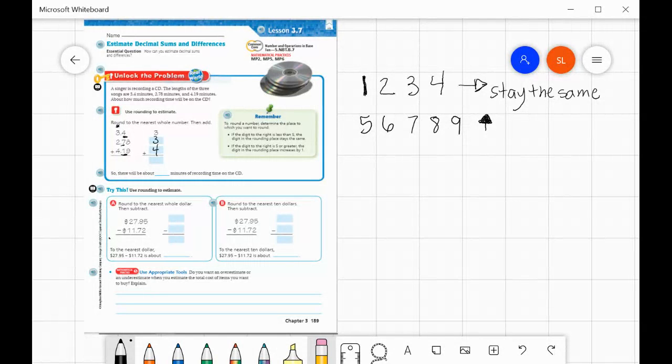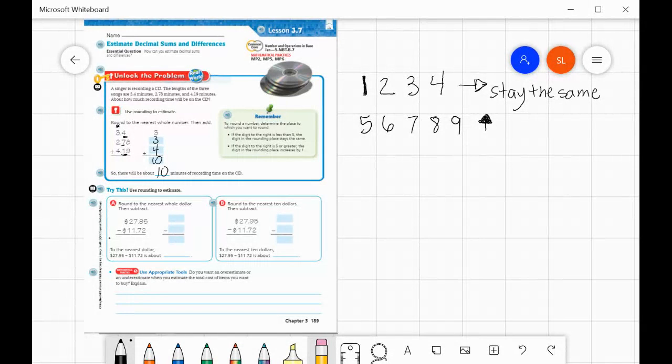So then we're going to add these together, and when we add these together, 3 plus 3 is 6, plus 4 is 10. So there will be about 10 minutes of recordings on the CD. Now, is it exact? No, this is an estimate. All right. So let's go ahead and round the next problem. Now, this is the problem where the first video I added instead of subtracting. So always look at the operation.